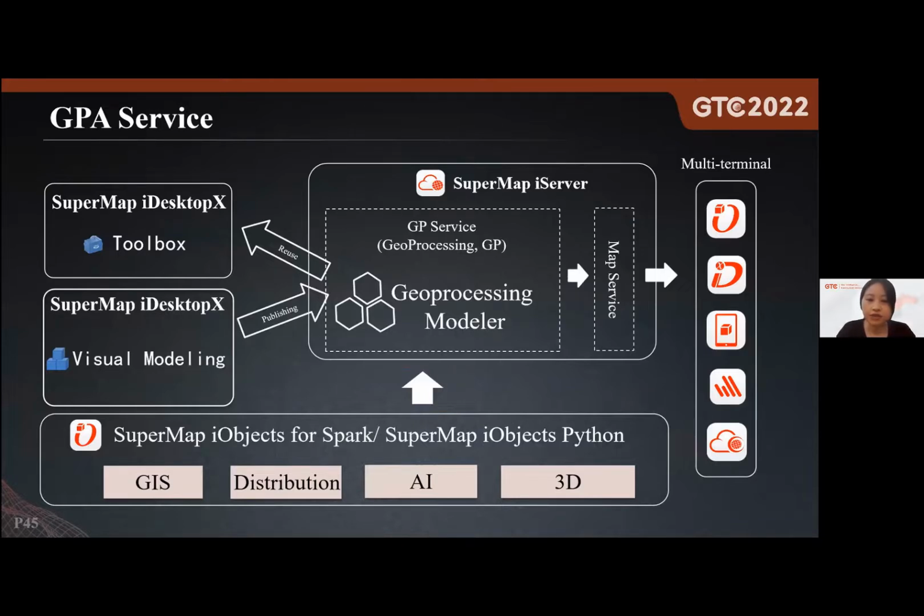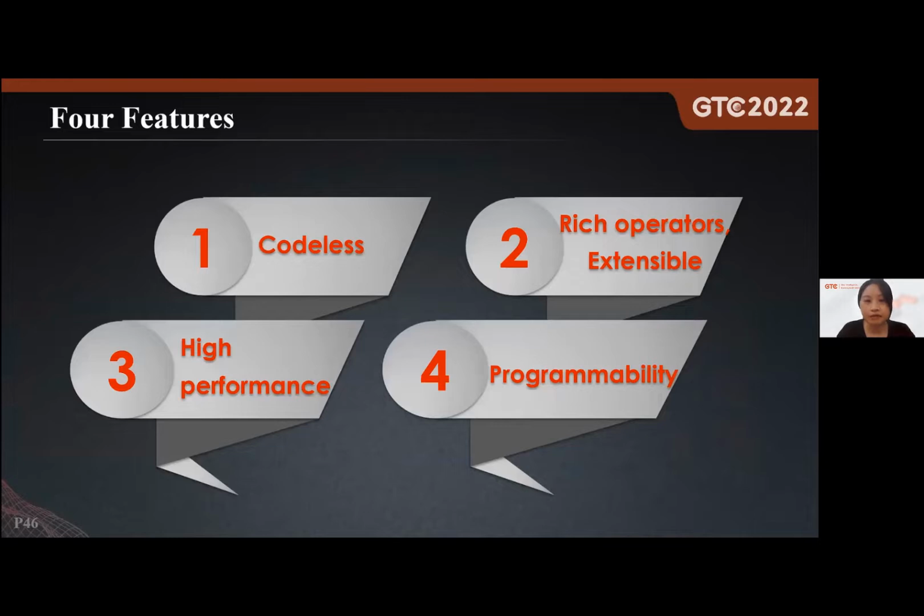There are 4 features that have been optimized in the 11i version. GPA is a codeless application, and it has multiple operators to construct the processing flow, and it supports developing custom tools by Java or Python. And in the 11i version, we also greatly improve the performance of GPA, and programmability supports more complex business scenarios.